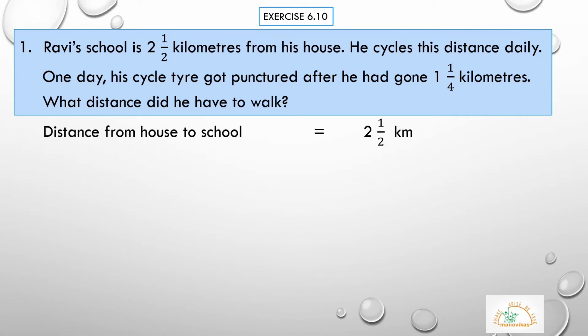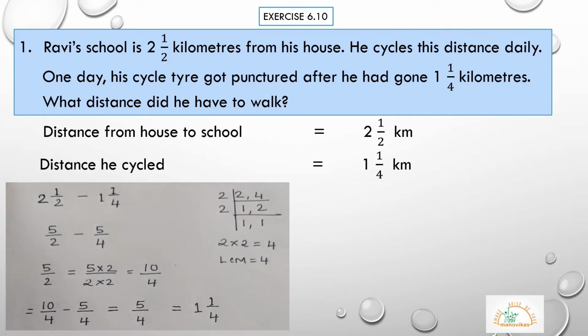Distance from house to school is equal to 2.5 kilometers. Distance he cycled that day is equal to 1.25 kilometers. Now we have to do subtraction. So 2 1/2 minus 1 1/4. Now we have to convert these mixed numbers into improper fractions. So once you convert, I get 5/2 minus 5/4. Now if you see, both are unlike fractions. We have to find the LCM, and we get LCM as 4.